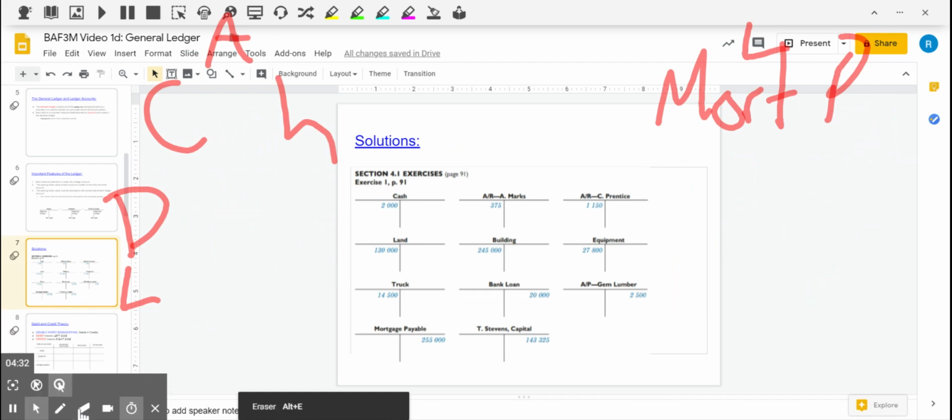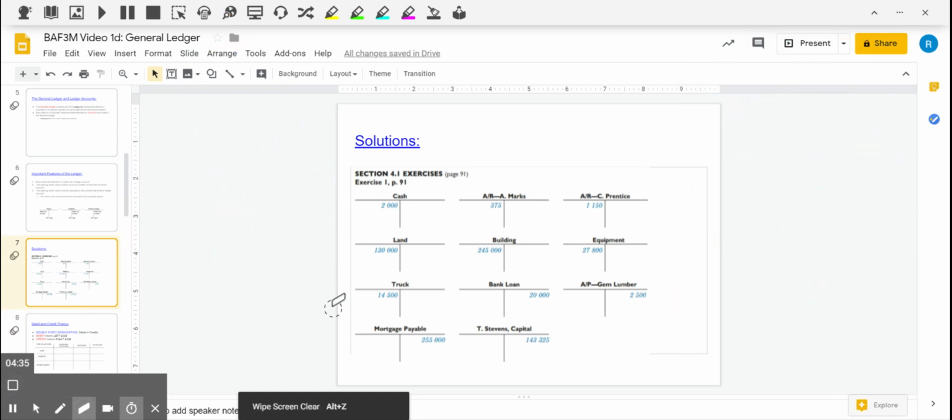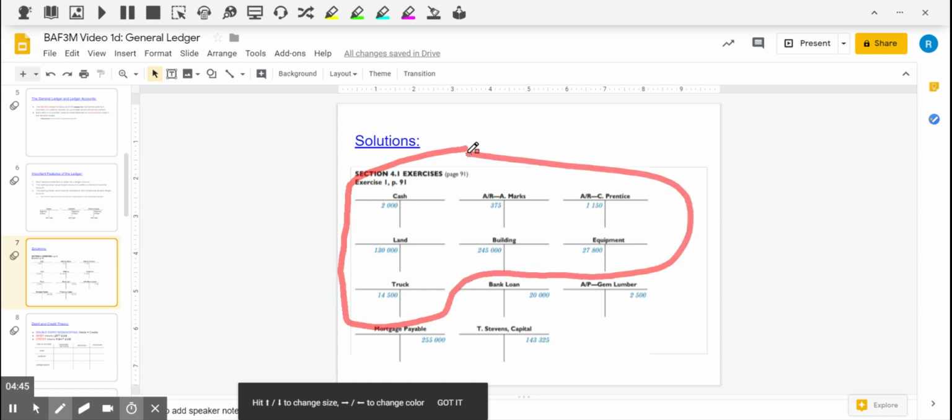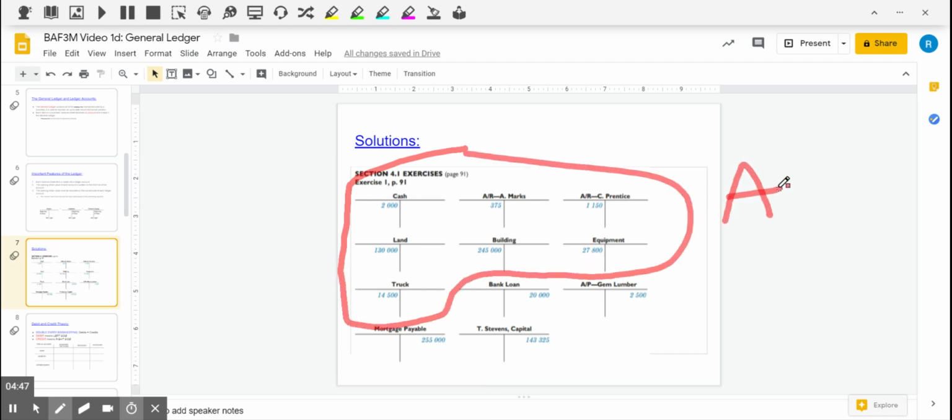Each type of account, assets, liabilities, and equity, has a normal balance. So take a look at all the asset accounts you can see. We've got cash, accounts receivable, land, building, equipment, truck. So these are all of our asset accounts. What do you notice about which side the opening balance goes on? Is it the debit side or the credit side?